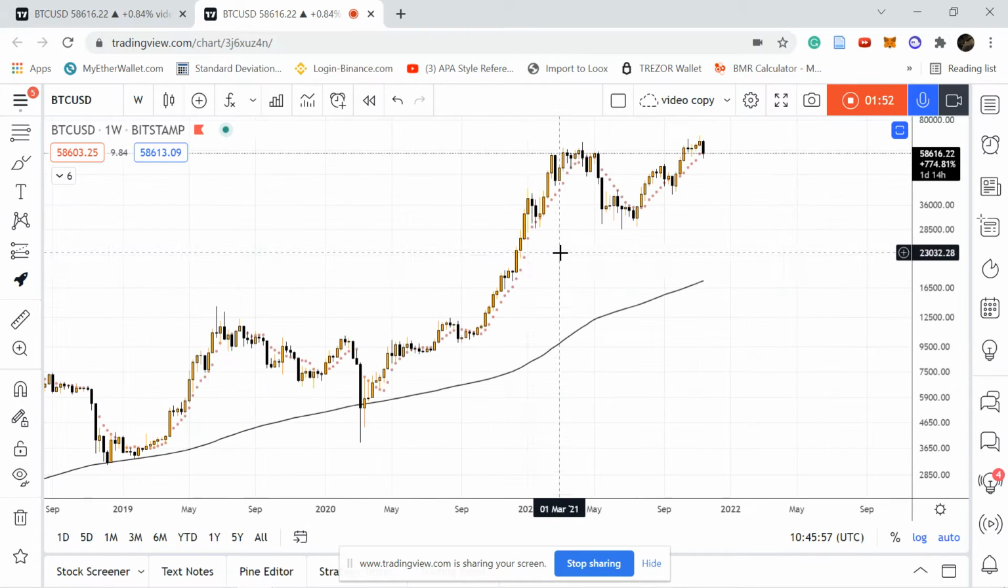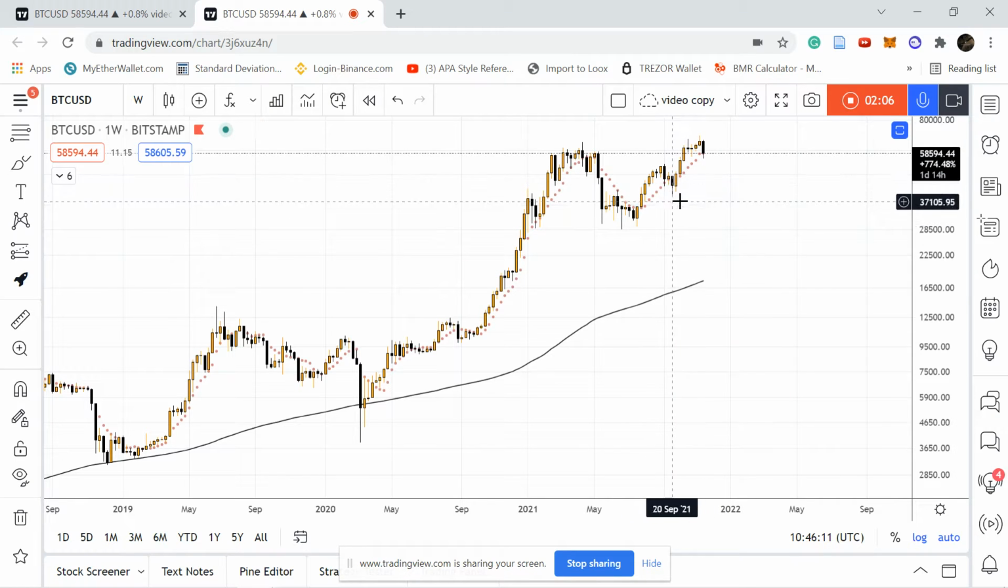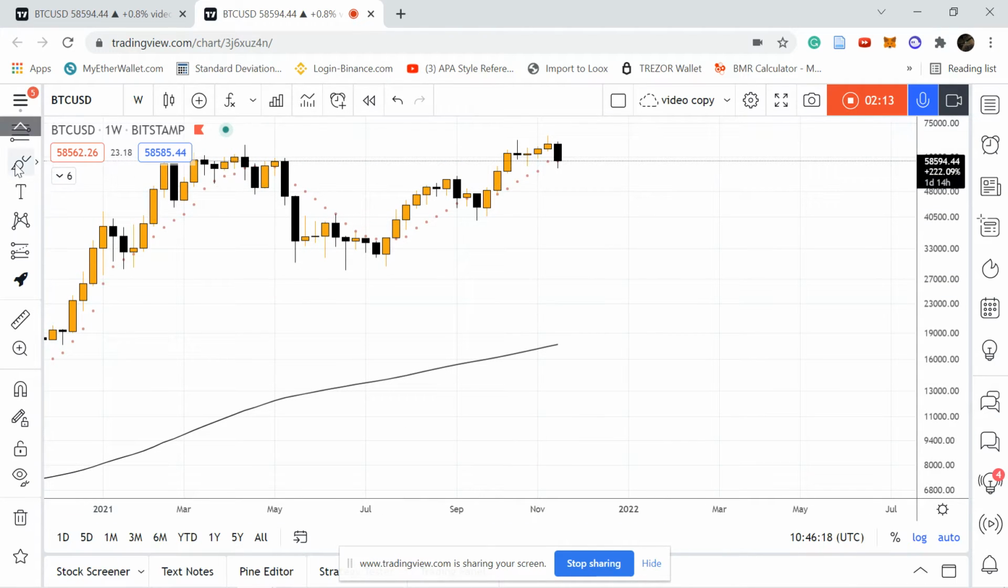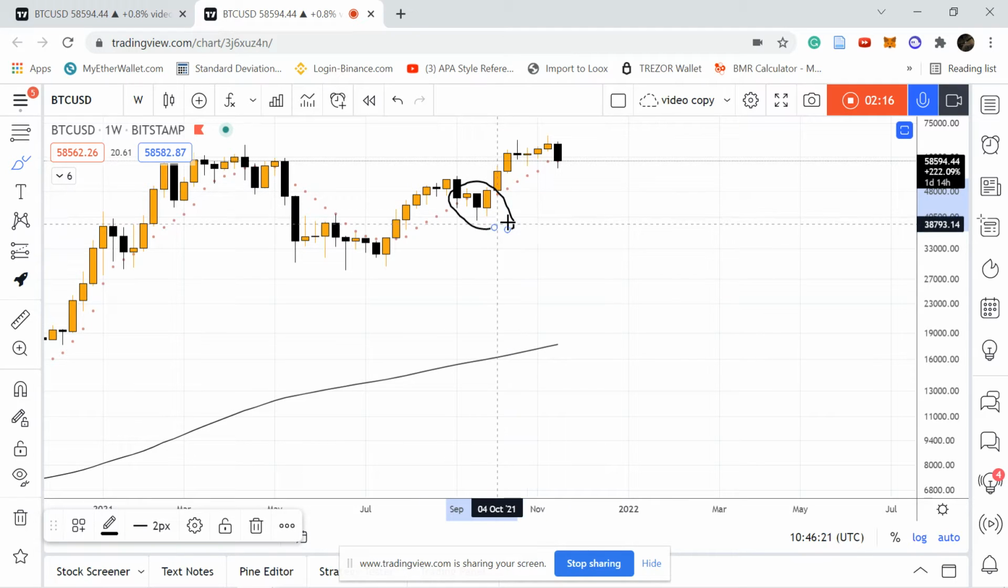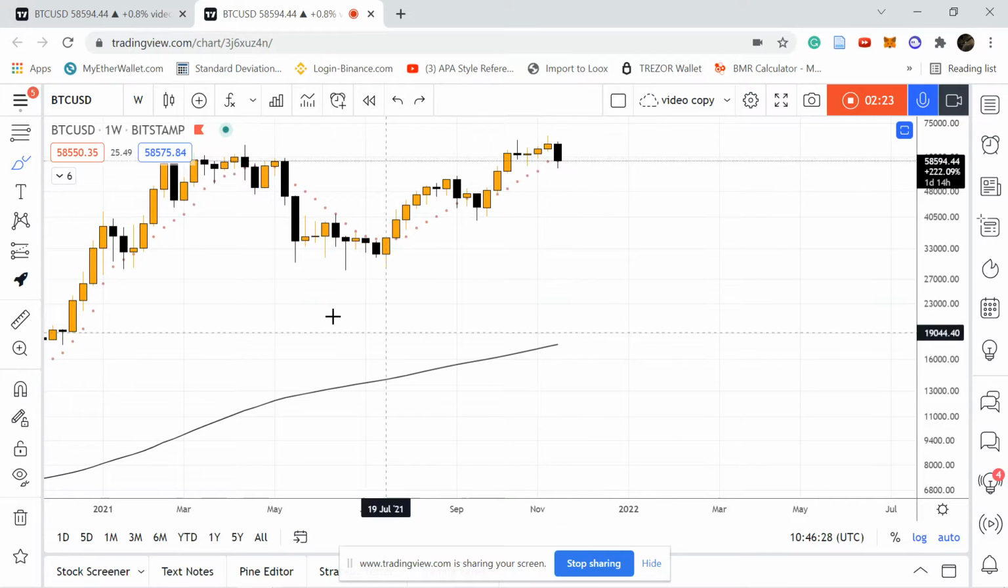Now, first of all, we have the 50 MA here, the dotted line over here, and we can see that it has provided a good strong support before. We also saw that on the weekly we had a fake out before. Here, as you can see, there was a fake out, and here we are going through a similar path.